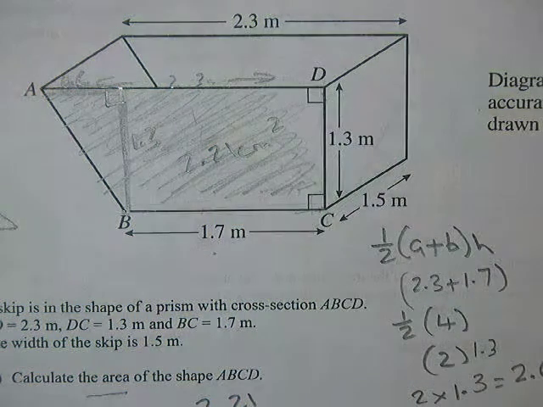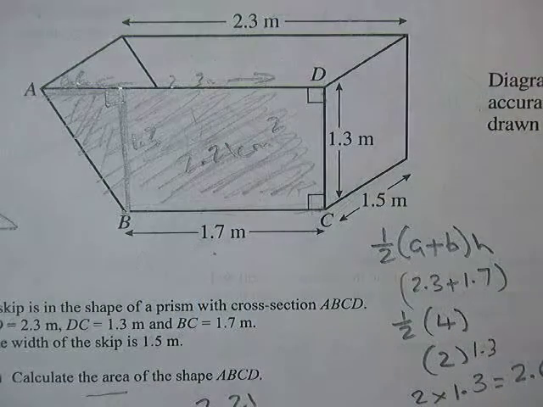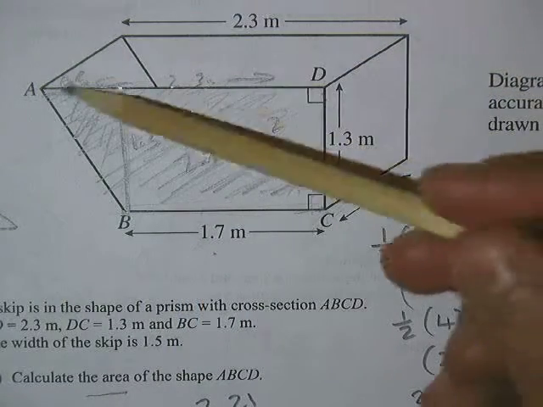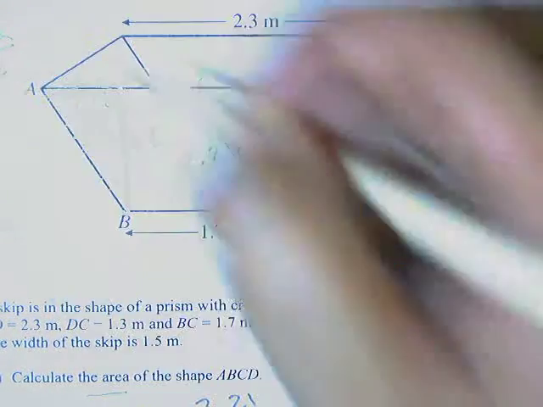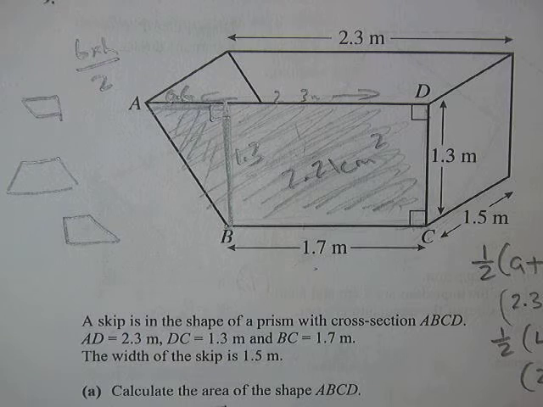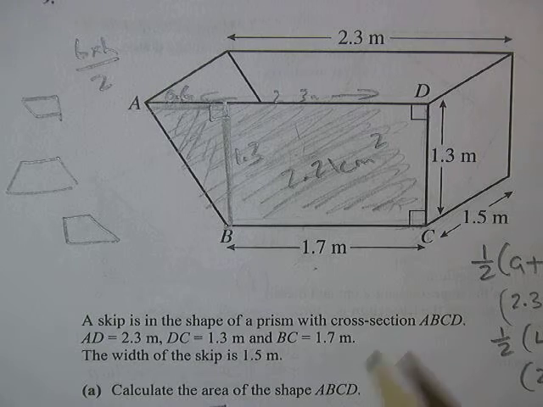What do I know about area of a triangle? Half base times height, or base times height divided by 2. I'm going to take the base, 0.6, times it by the height, 1.3. I get an answer on the calculator of 0.78. I'm going to then divide that answer by 2, and I get an answer of 0.39.